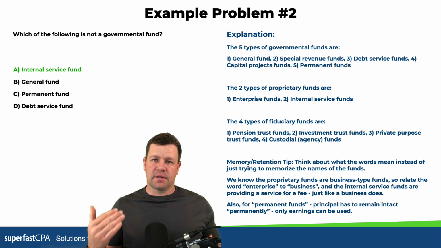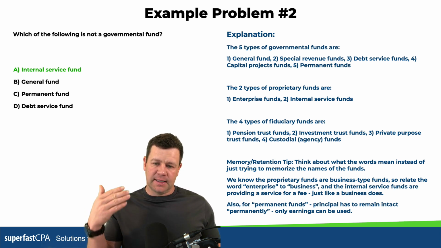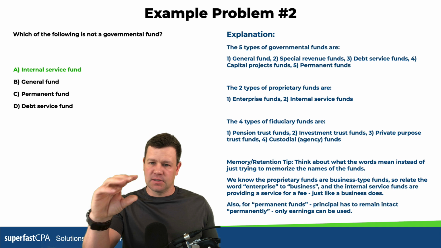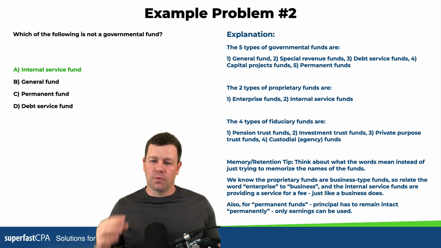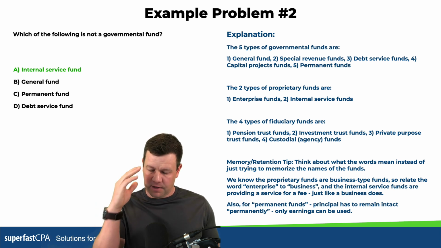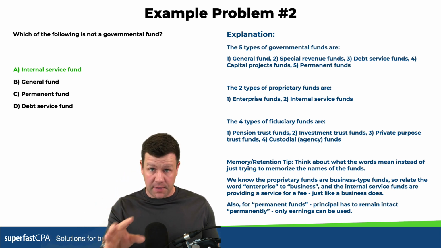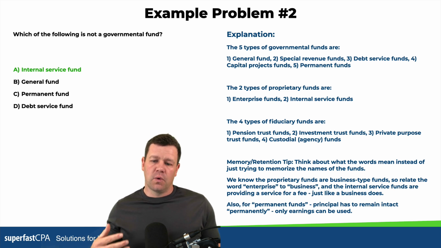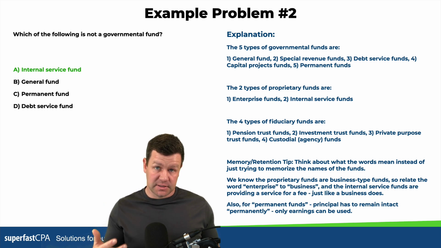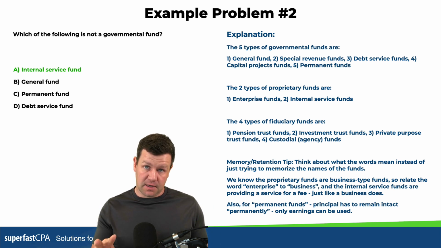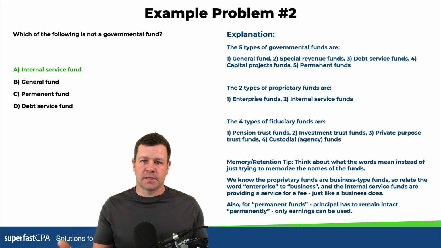But I think what works the best and what will help you the most, instead of just trying to memorize these 11 types of funds, is to just think about what the words mean. If you do that, these all really make sense. So, for example, we know that proprietary funds are business type funds. So there are just 2 types of proprietary funds. The first type is enterprise. That is just another name for a business, right? We all have that word associated with business. So an enterprise type fund, just remember that's a business type fund.